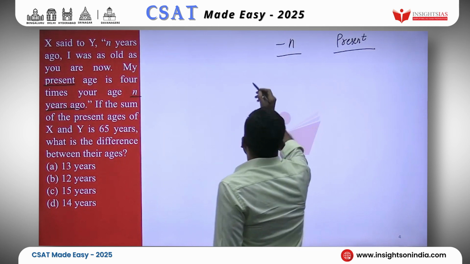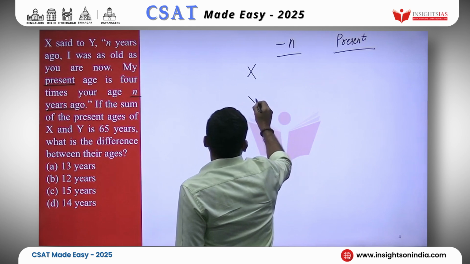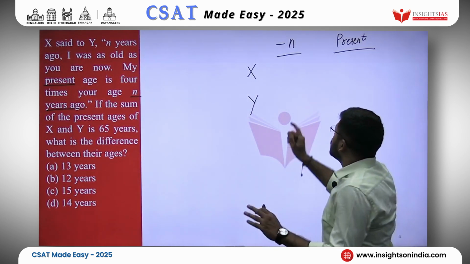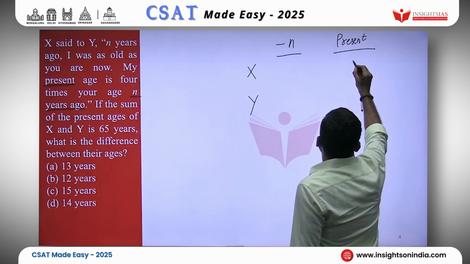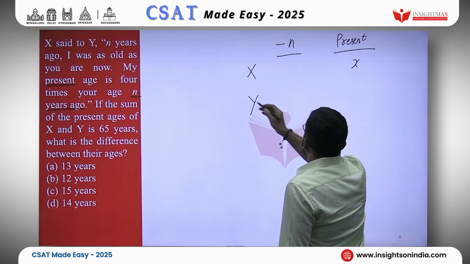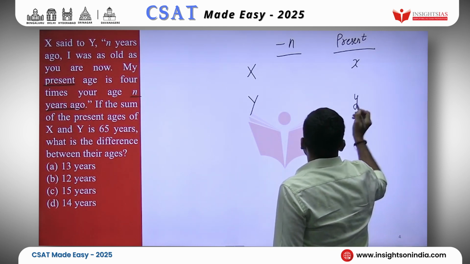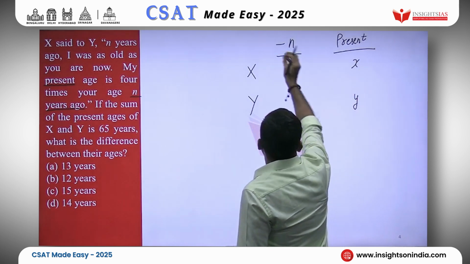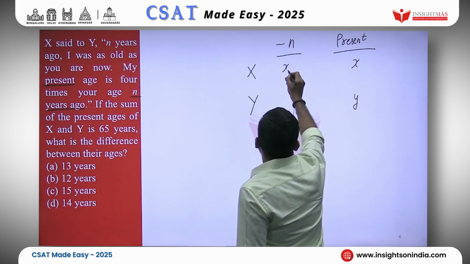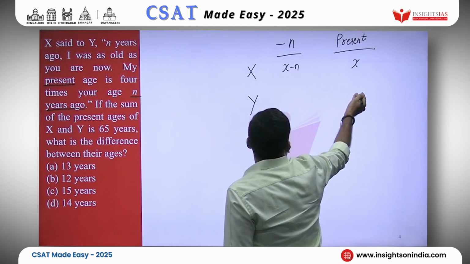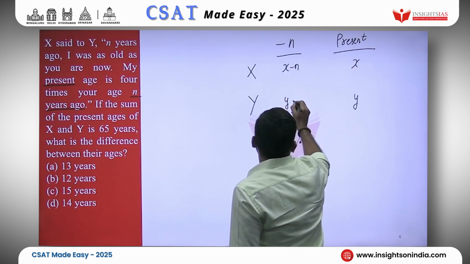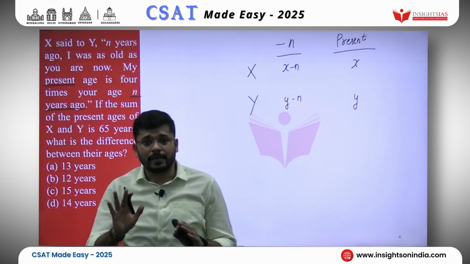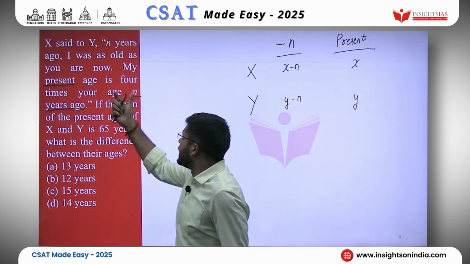And whose ages are we talking about? We are talking about X and Y. Now we do not know their ages. So we will take X's present age to be small x and Y's present age to be small y. If X's present age is x, then n years ago his age was x minus n, and if Y's present age is y, then n years ago his age was y minus n. Clear, right? Yes. Now we shall look at the data given.